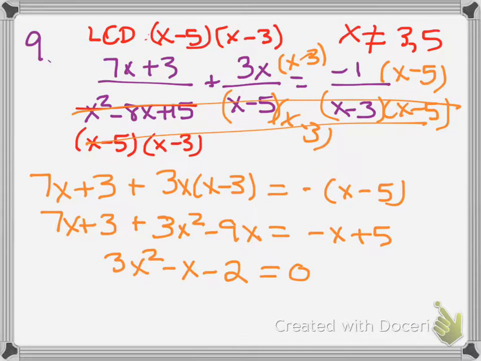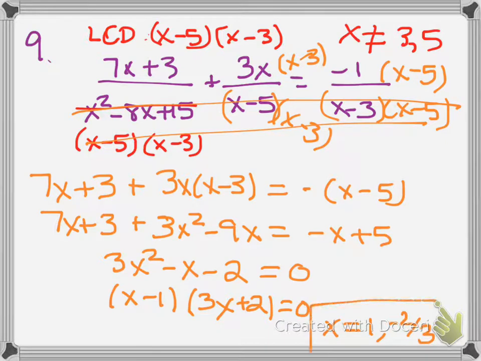And if we slide and divide, guys, we actually are going to get the factors of x minus 1 and 3x plus 2. So this works out nicely. We don't have to use a quadratic formula. So we now know that x equals positive 1 and negative 2 over 3. And those are not in our domain restrictions, so they both are okay.